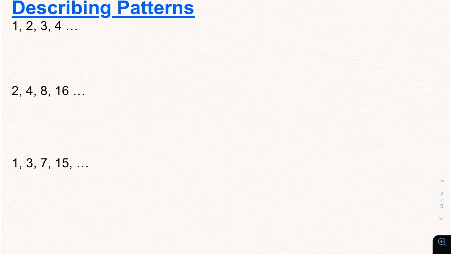So first of all, you need to know how to describe patterns. Basically they give you a sequence and you have to describe it in words. For example, this first sequence goes 1, 2, 3, and 4. You can see a trend here: each number is increasing by 1. So you pretty much have to say add 1 to the previous number. And that's all that you have to say for that one.